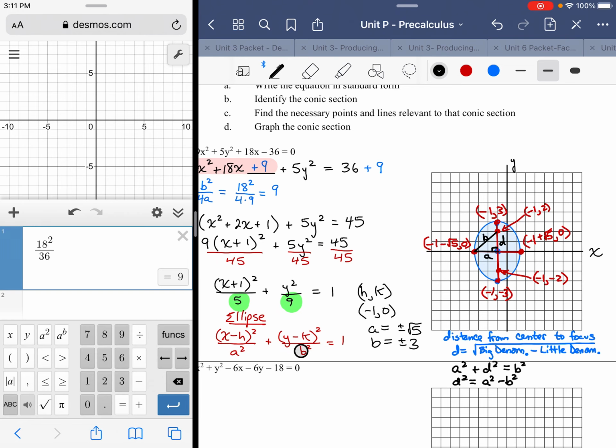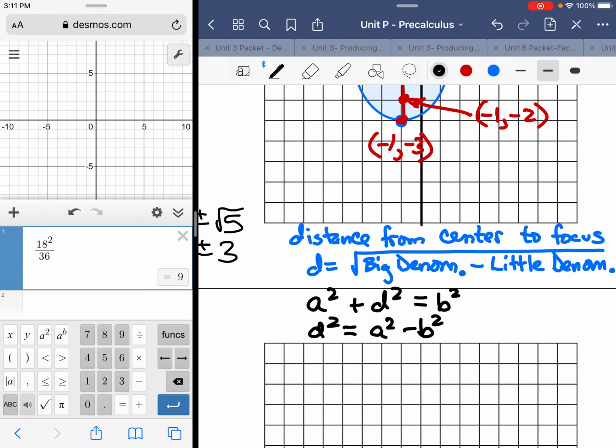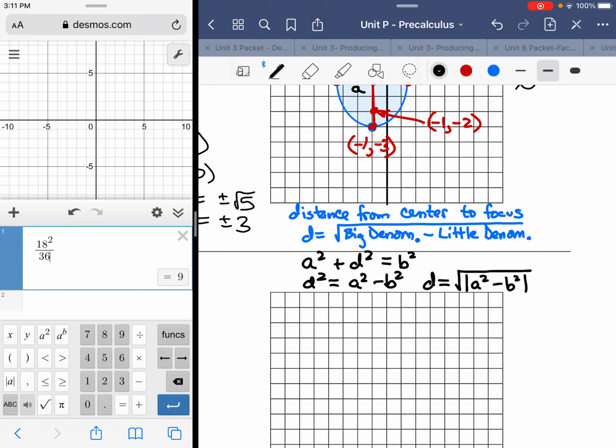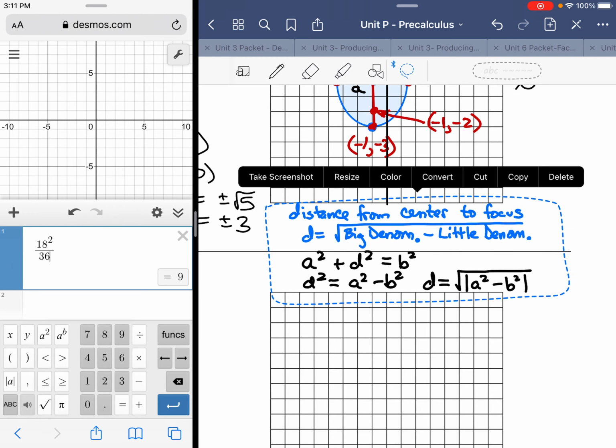So another way you could say it would be, if you don't like my big denominator minus little denominator formula, you could say that the distance from center to focus D would be equal to the square root of the absolute value of A squared minus B squared. All right, so any of those relationships will get you where you need to go. It's just there's a lot of stuff going on.